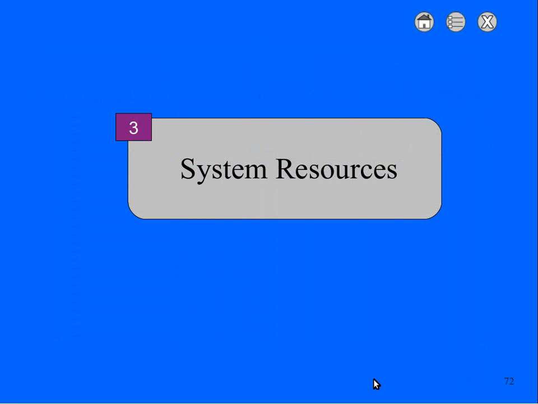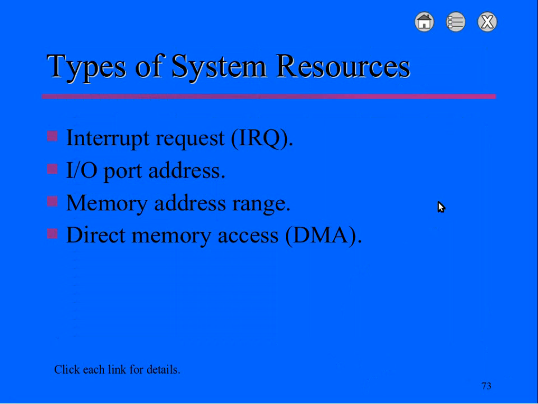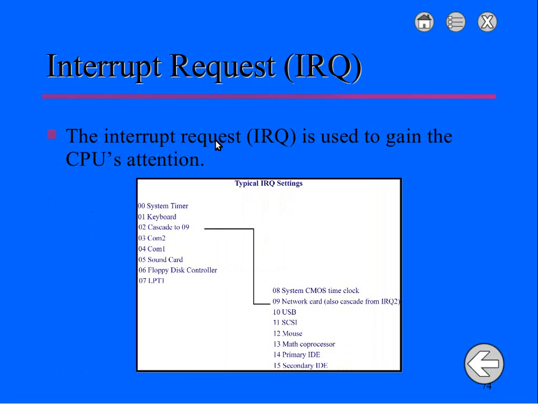Now let me talk a little bit about system resources. What do we mean by system resources? System resources include things like interrupts, I/O ports, memory address ranges, and direct memory access. What do we mean by interrupts, or IRQs? Well, IRQs are a way of getting the CPU's attention. As the CPU is running, it would be nice for it not to have to stop what it's doing all the time and check various devices. In other words, it would like to be able to run whatever it's supposed to be running and not be bothered all the time unless it really needed to be.